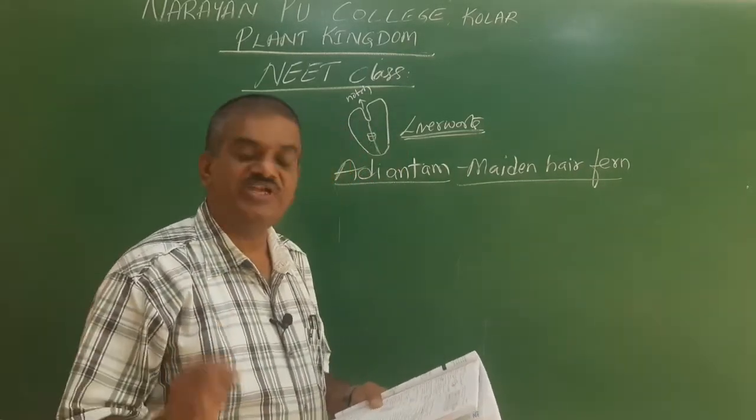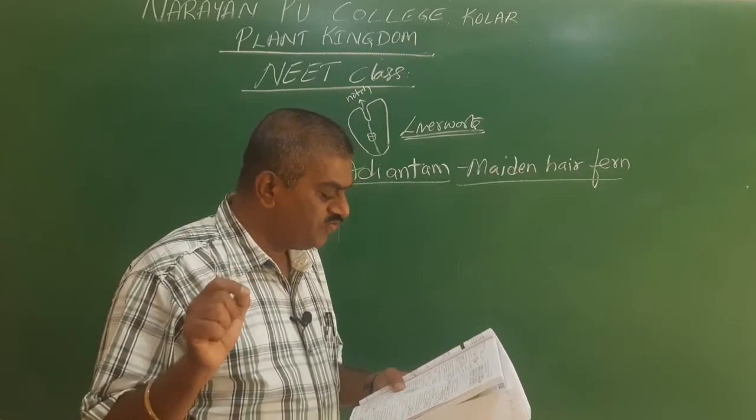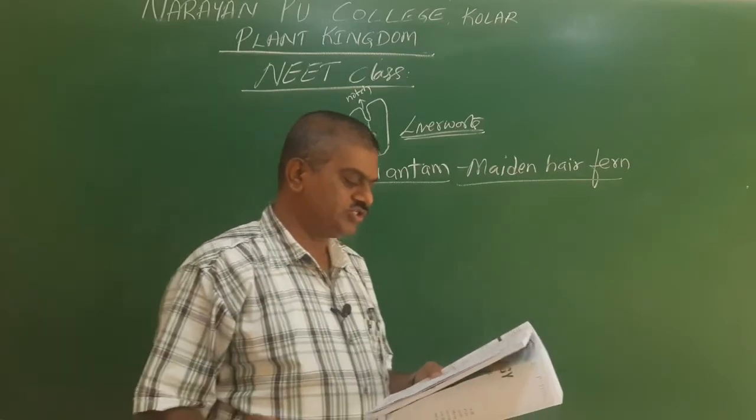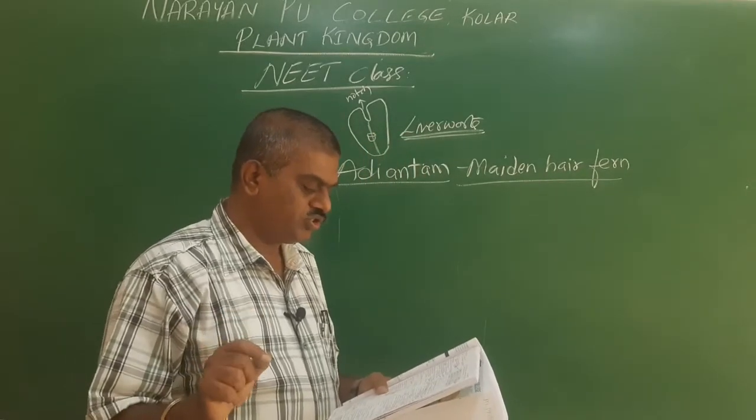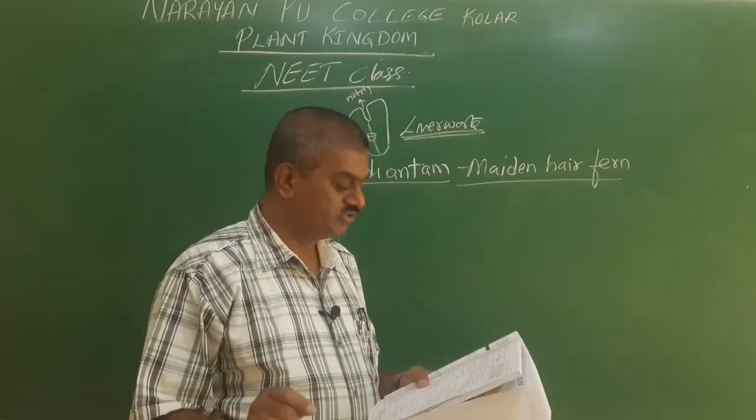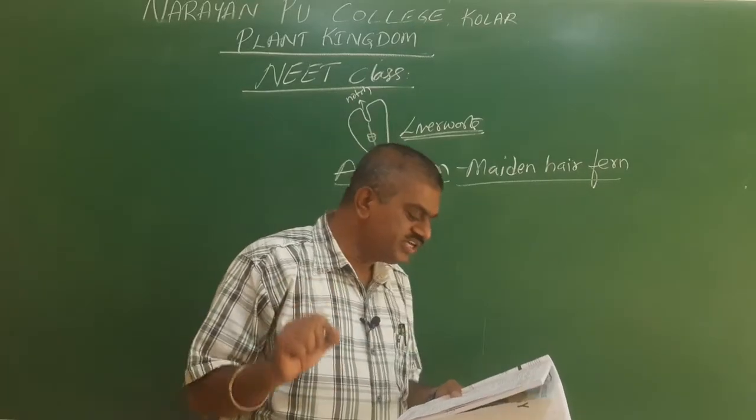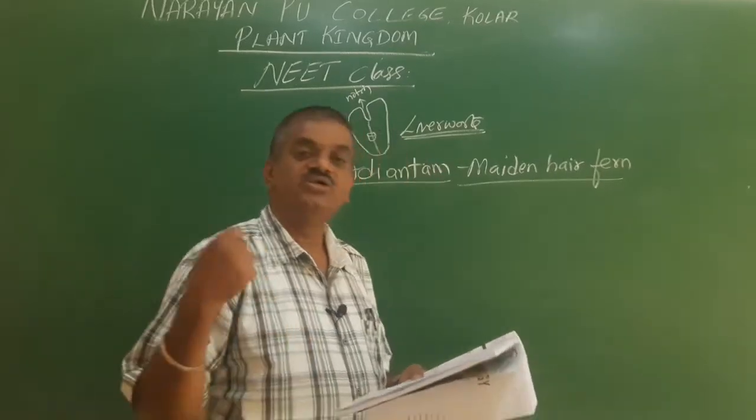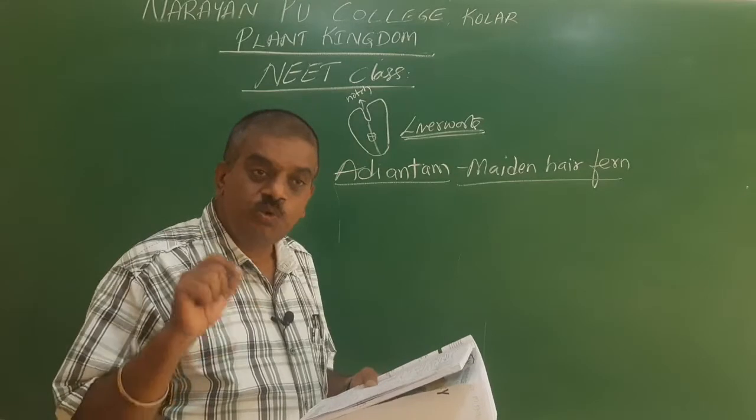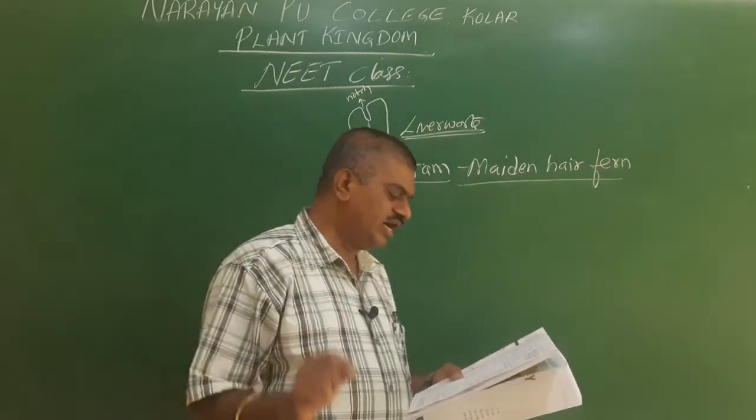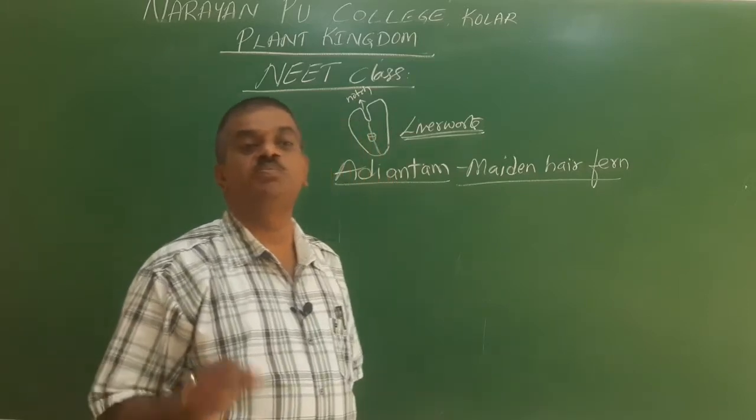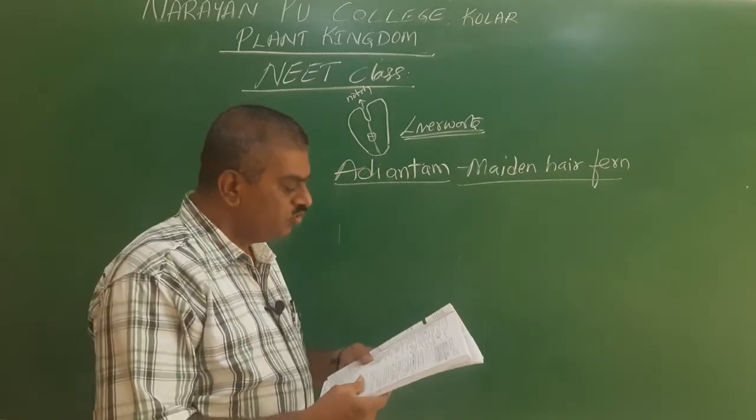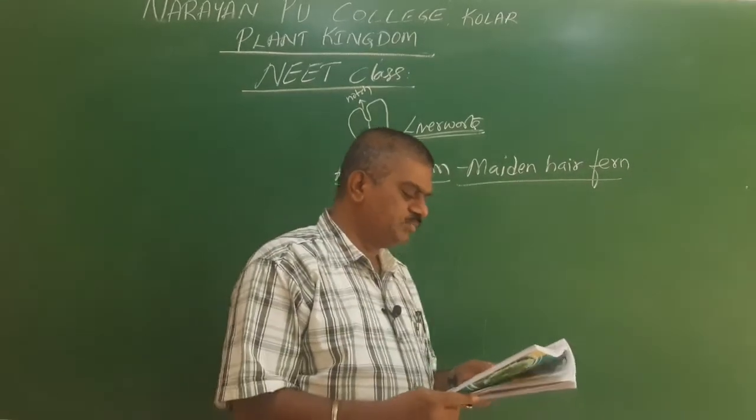So we go for the 20th question. In Funaria, spores show the beginning of. The first option is gametophytic generation. The second one is sporophytic generation, the third one is capsule, and the fourth one is prothallus.